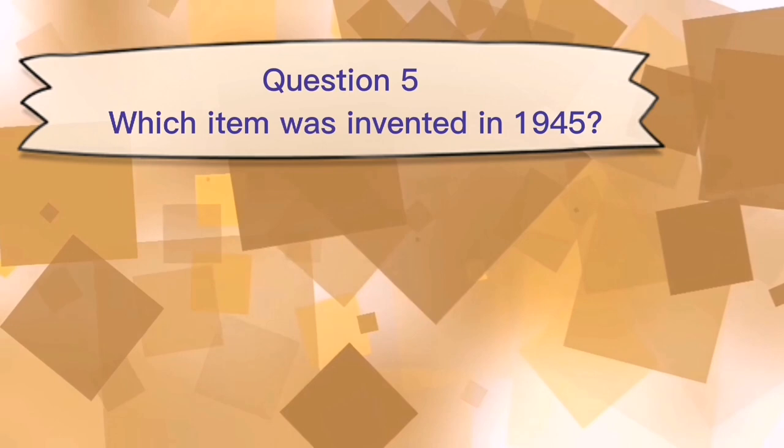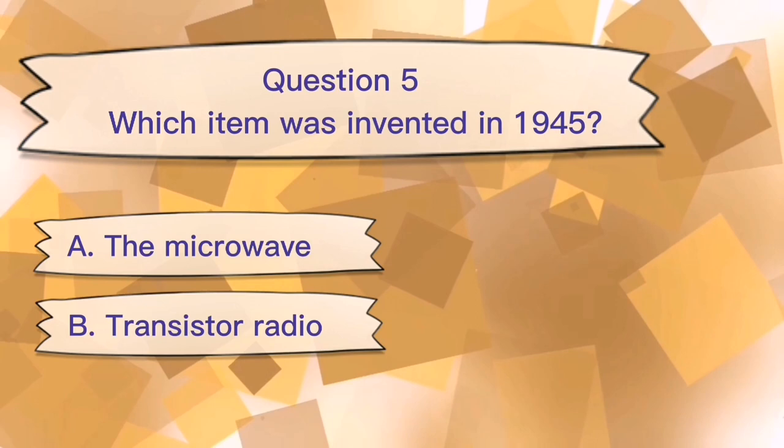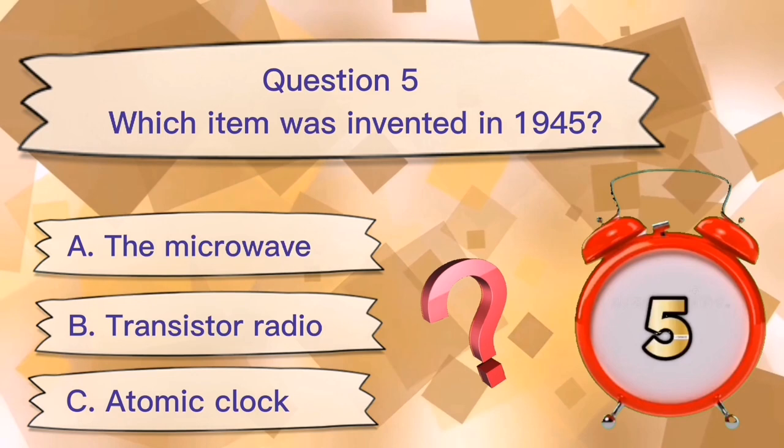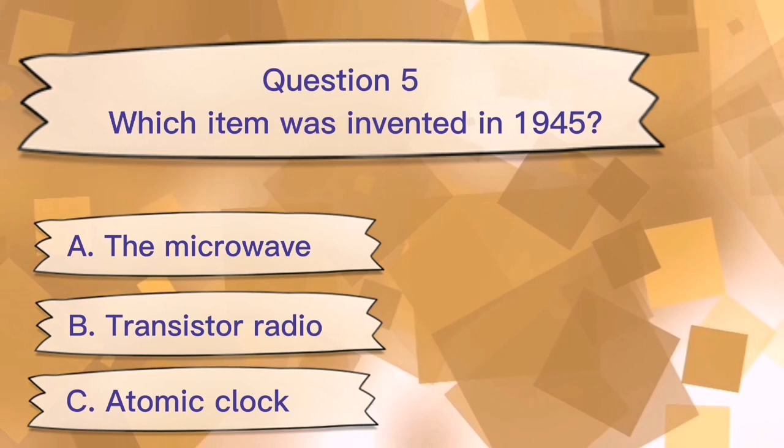Question 5. Which item was invented in 1945? A. The microwave, B. Transistor radio, C. Atomic clock. A. Microwave.